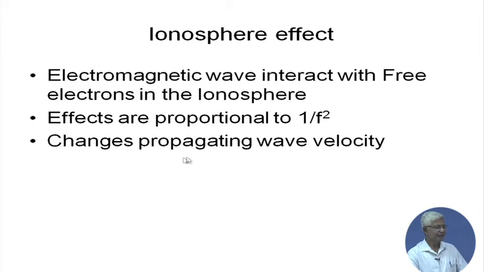So, some of the effects are, it will change the propagating wave velocity. When the signal passes through this ionosphere, because of the interaction, it will not go with the velocity of free space, which we assume as the velocity of light, it will slow down. This slowdown will have some delay effect.